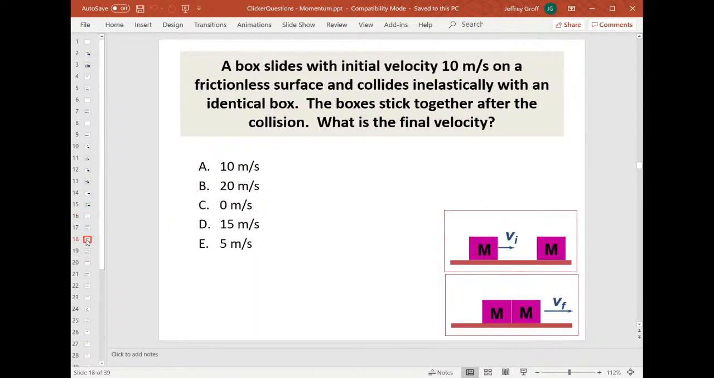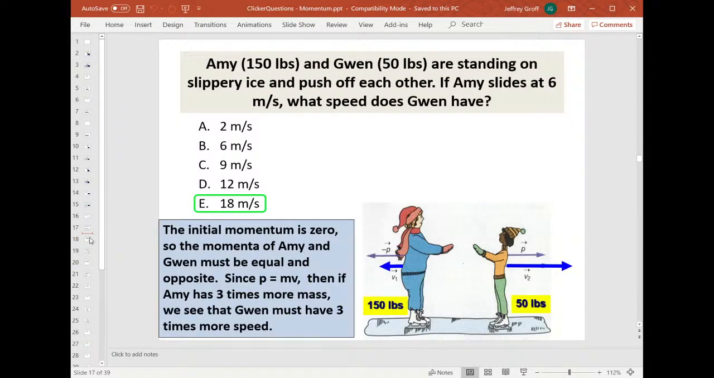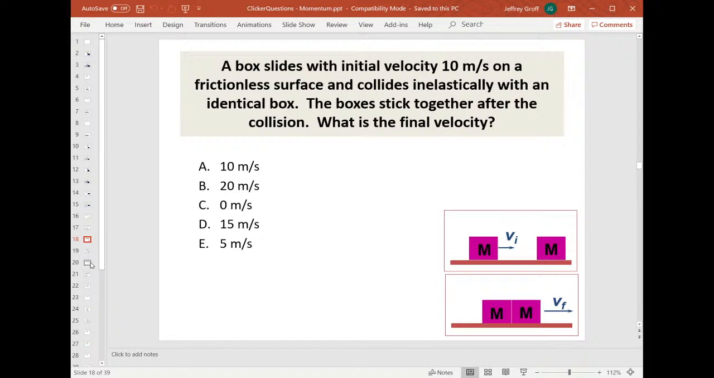Let's not do that one. That's the same situation. Yeah, let's do this one. Nope, this one. All right, let's take a look at this one. Let me clear the poll.